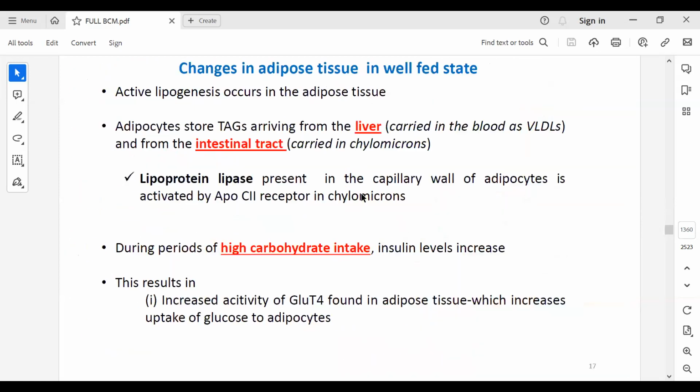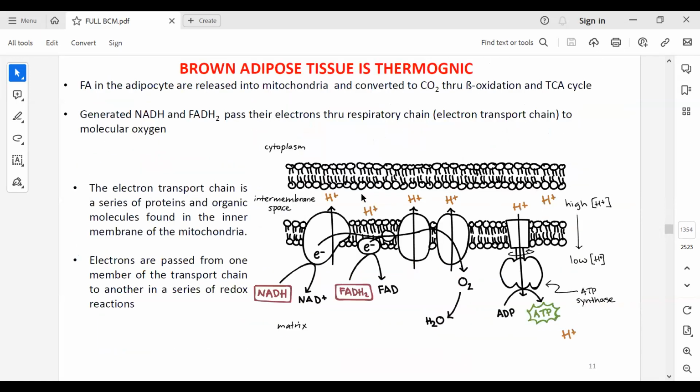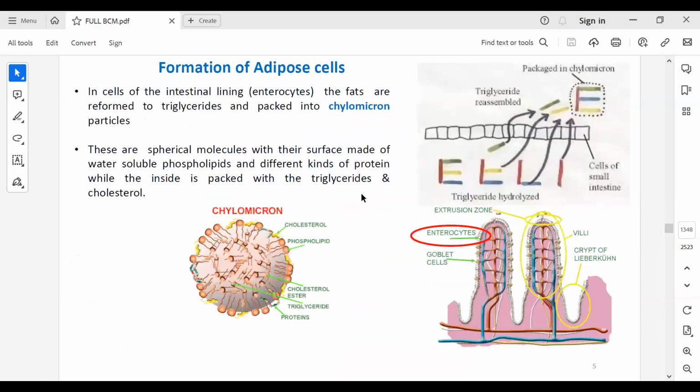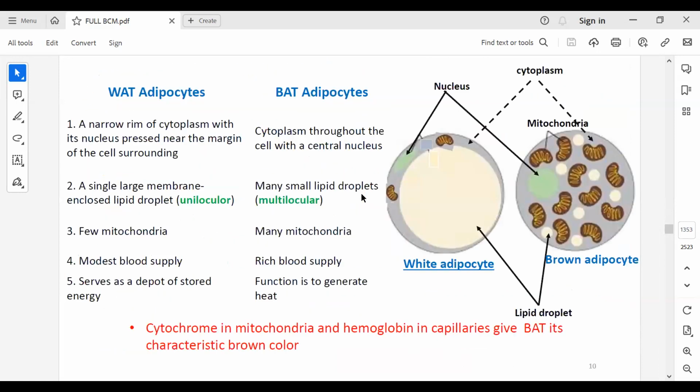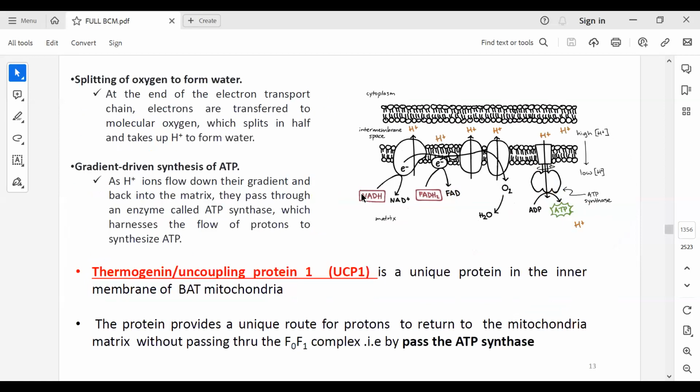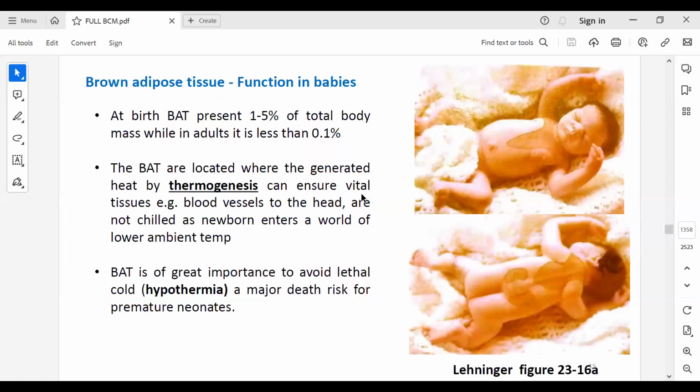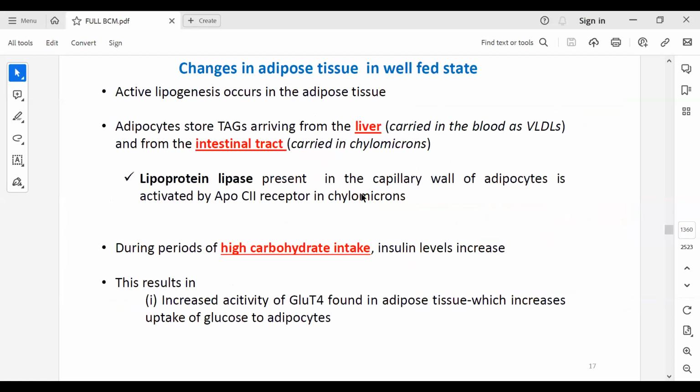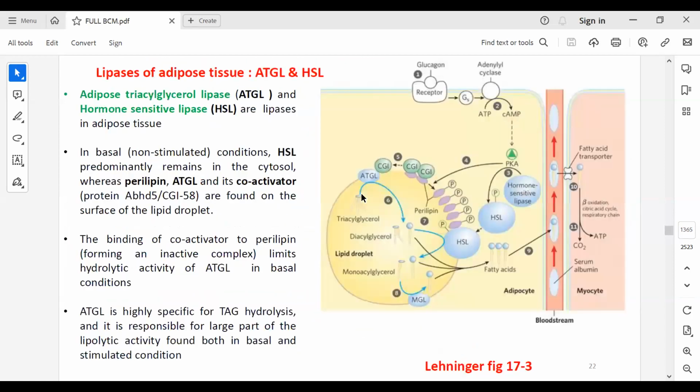The main thing about what I've seen in some of the MCQs is that they ask about the difference between the white adipocytes and the brown adipocytes, the thermogenin, the uncoupling proteins. That's what they ask about mostly in some of these questions. Also, you must know, and it's simple, what will happen to your adipocytes, what they will go through when you are in a well-fed state and when you are in the fasting state.